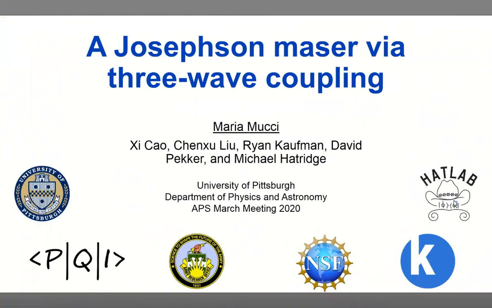Today I'm going to be talking to you about how I've been using three-way parametric processes in order to make a maser out of Josephson elements.